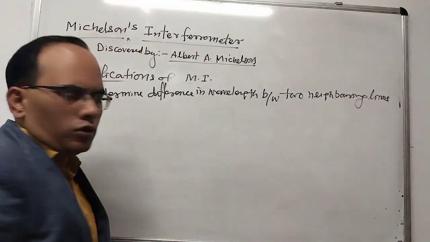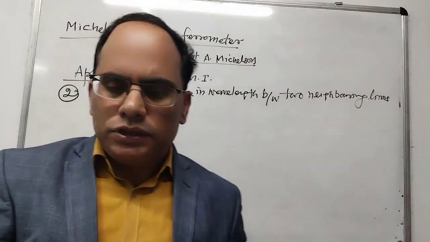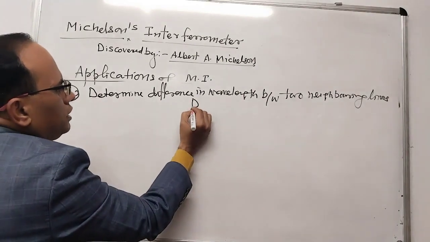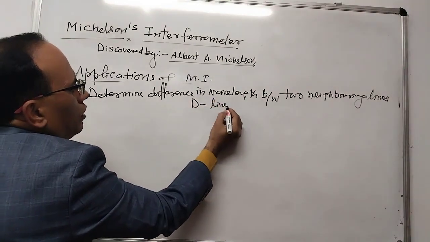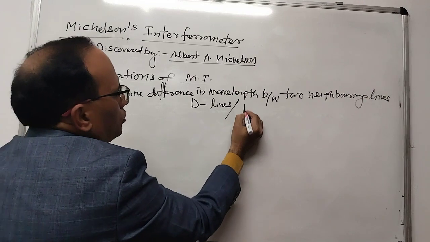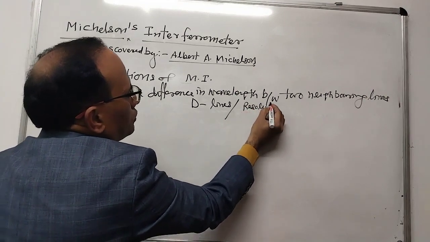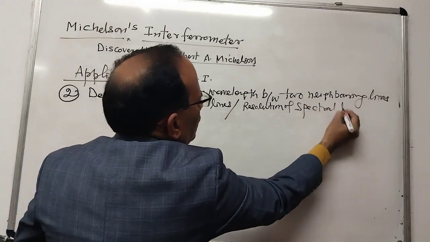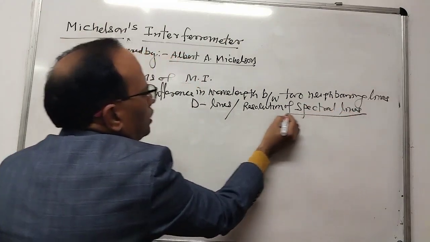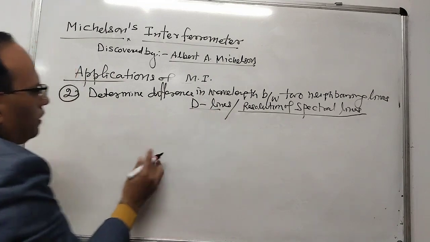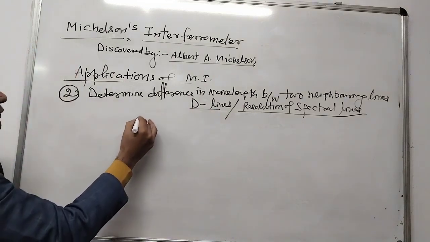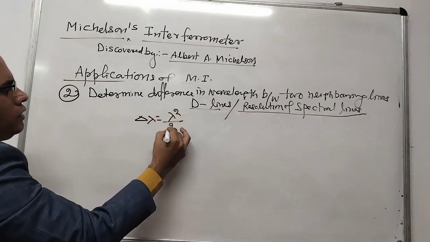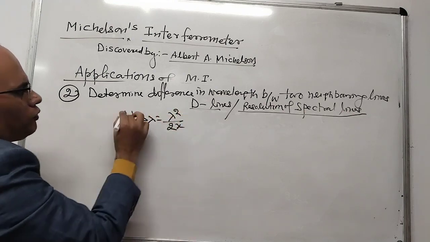Sometimes we also call this how to resolve the spectral lines, sometimes we call them D lines, or sometimes we call it resolution of spectral lines. The formula that we are going to prove here is Δλ = λ² upon 2x. This is the formula that we are going to prove here.